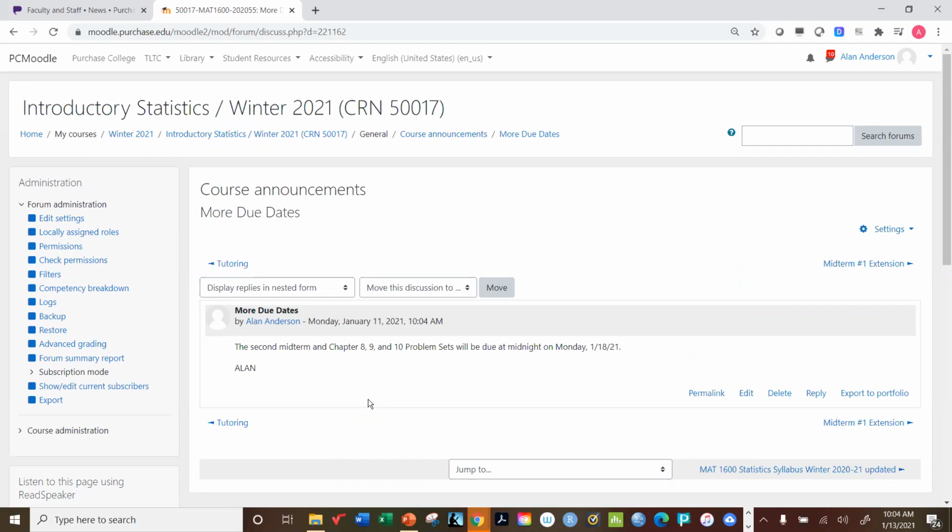So what we decided to do, which I think makes perfect sense, is to have the second midterm, the chapter 8, 9, and 10 problem sets due Monday night, midnight on 1/18, because of course the course ends on Tuesday, the 19th. The chapter 9 and 10 problem sets, I just have to make a couple of changes to them, and then I'll have them up probably this afternoon. So you have plenty of time to work on them. And then, of course, the final exam, when we're done with chapter 10, which will probably be tomorrow.